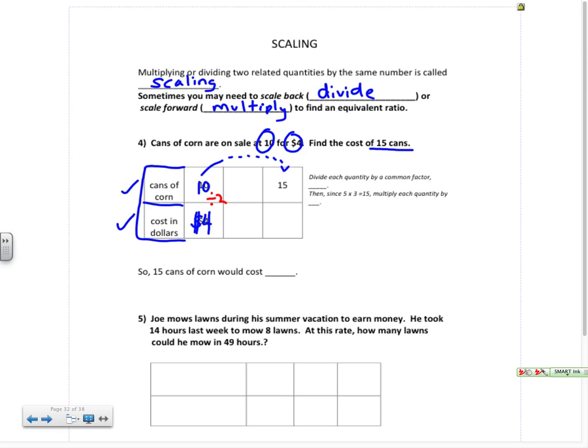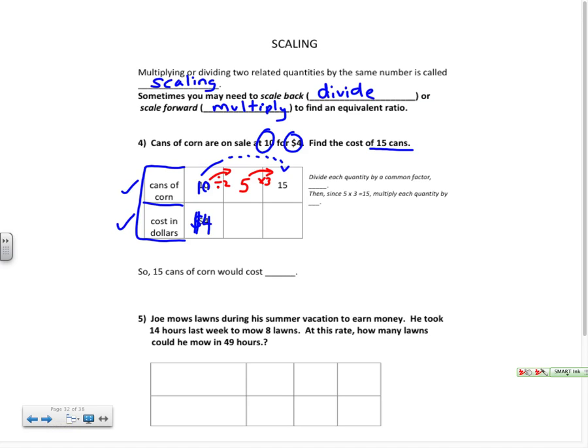So I'm going to divide 10 by 2 and see what I get. Divide by 2 and I get 5. Can I get from 5 to 15? Yes, by multiplying by 3. So you can see I scaled back by dividing 10 by 2. Then I scaled forward by multiplying 5 times 3.